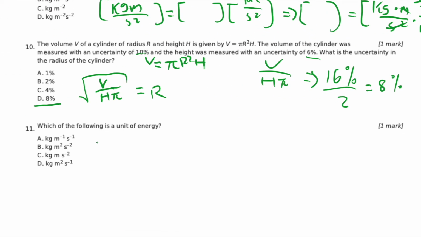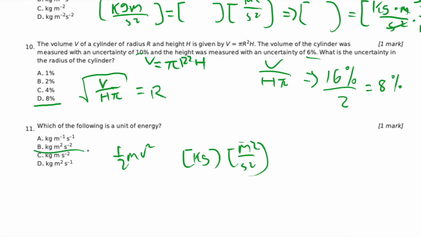Which of the following is a unit of energy? We have done this problem before. So take the formula of kinetic energy: kilogram times meter squared over second squared. So B is the correct option.